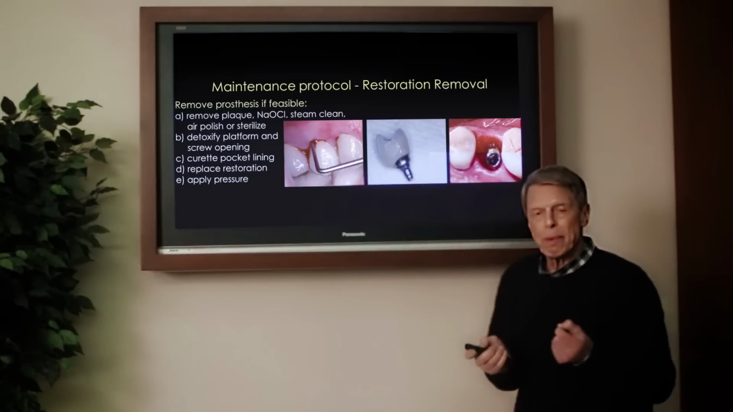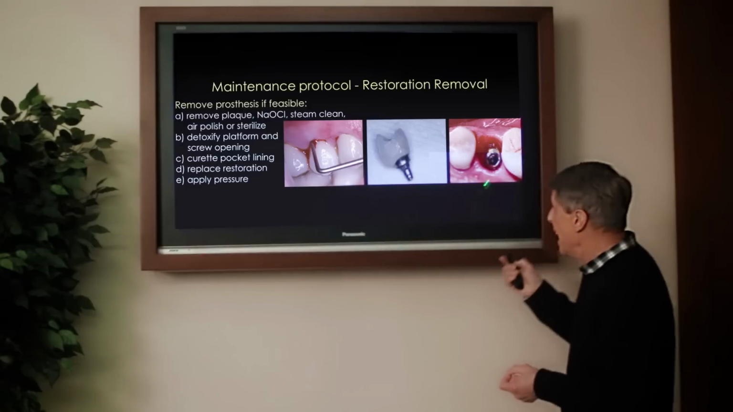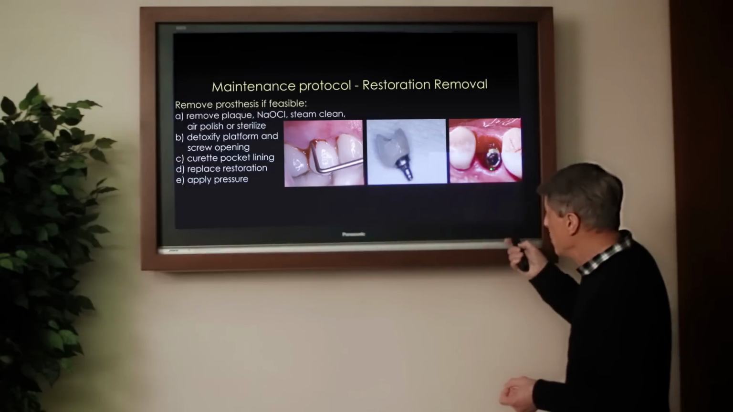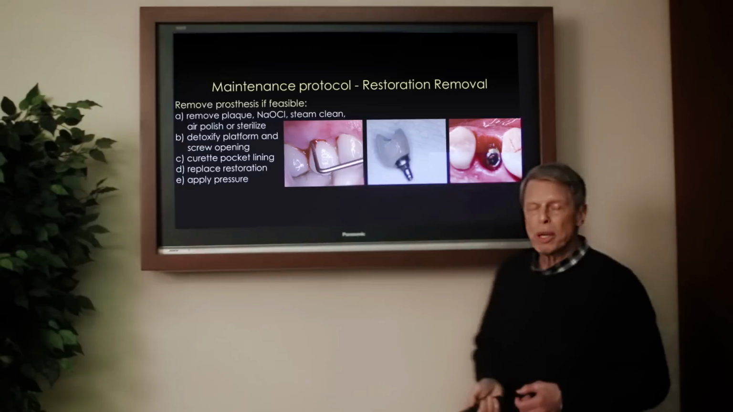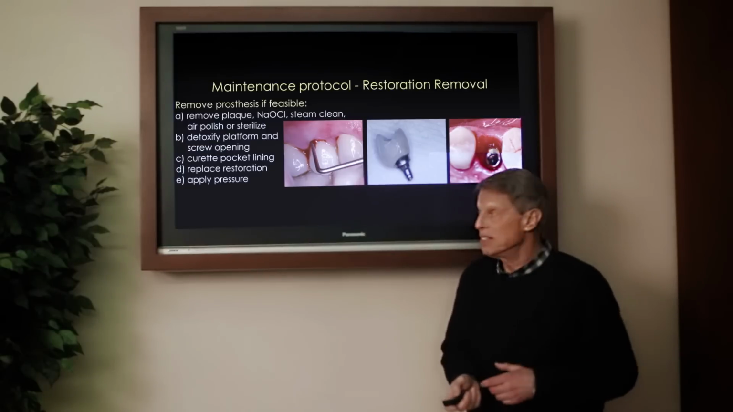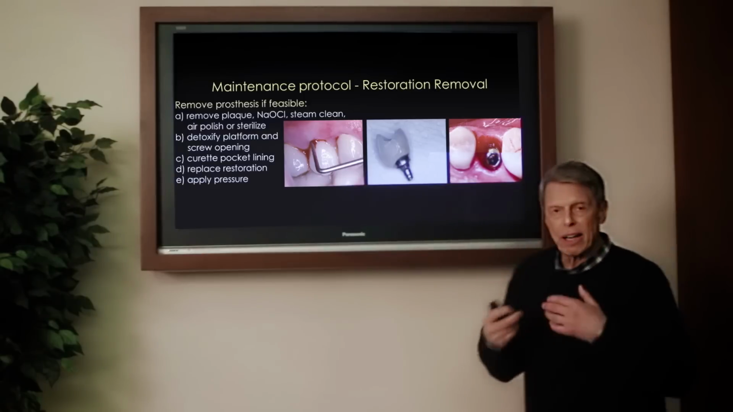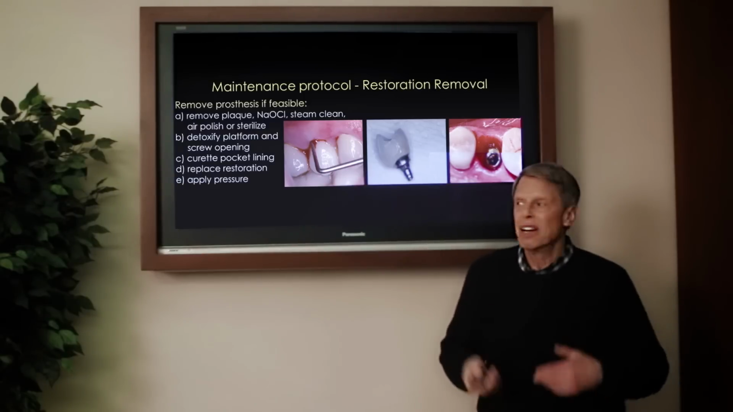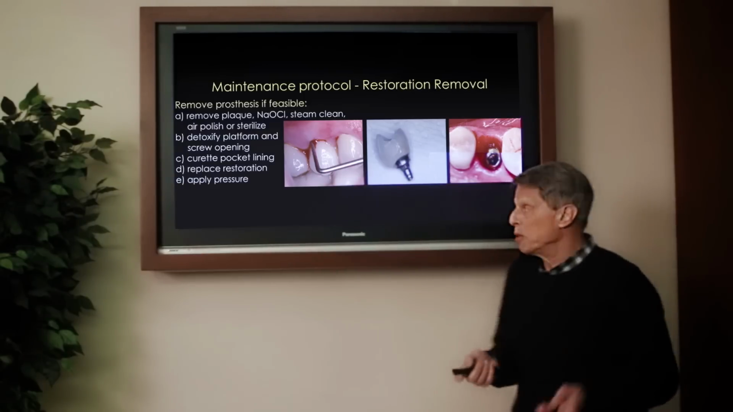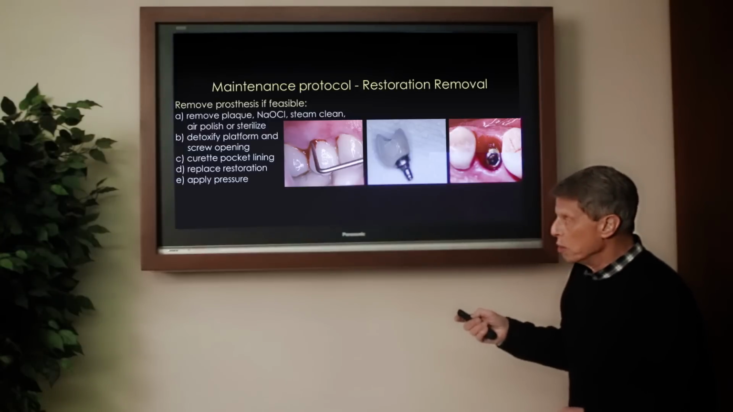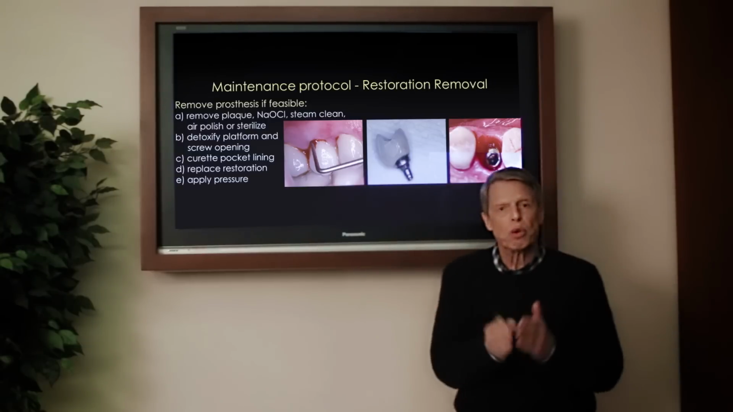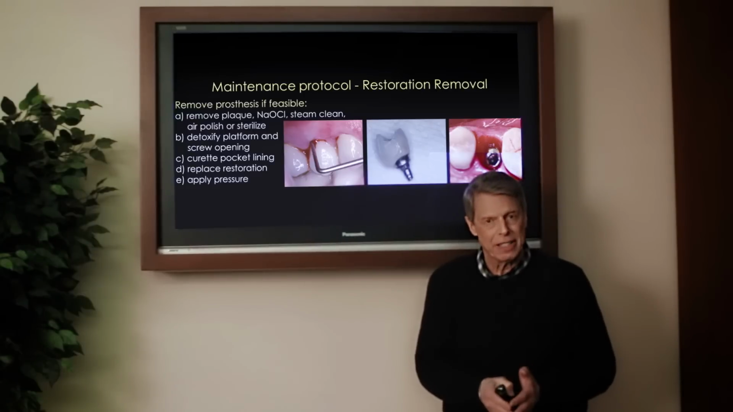And you'll take a cotton pellet with sodium hypochlorite and you go right around the platform of the implant and put sodium hypochlorite irrigation into the screw access opening. Then you gently curette the pocket lining to remove any granulomatous tissue or epithelium that's down there. You replace the restoration and you apply pressure for 1 minute.